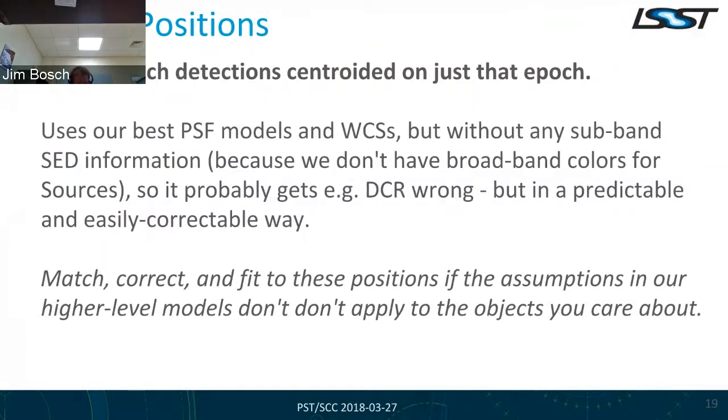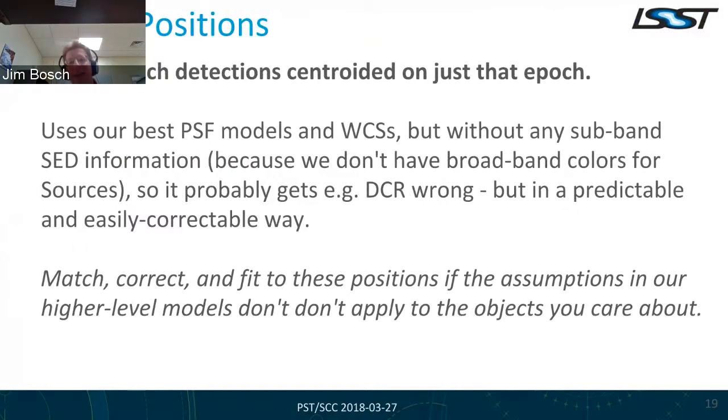So the first astrometric data product I'm going to talk about is source positions. This is the source catalog. These are single epoch detections centroided on just that epoch, the simplest possible thing. This uses our best PSF models and WCSs. We're going to update these after we have the improved ones.